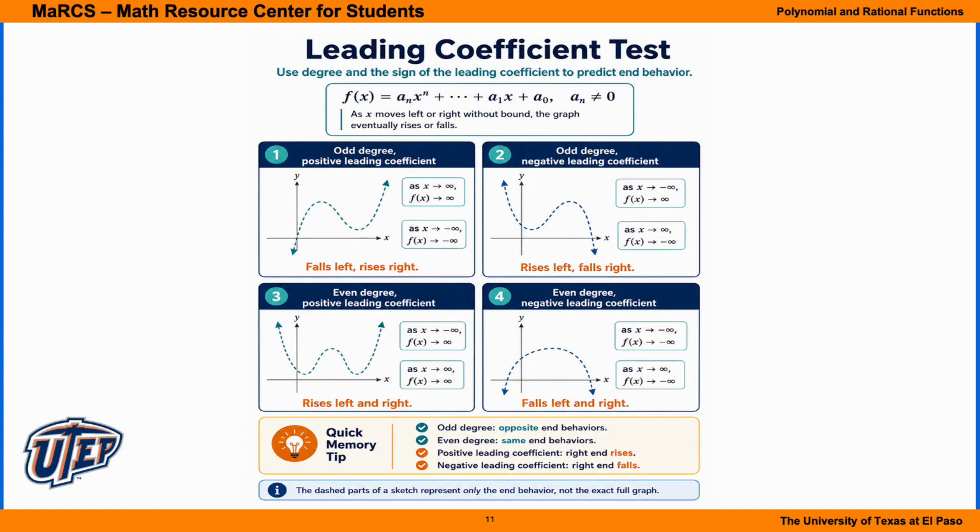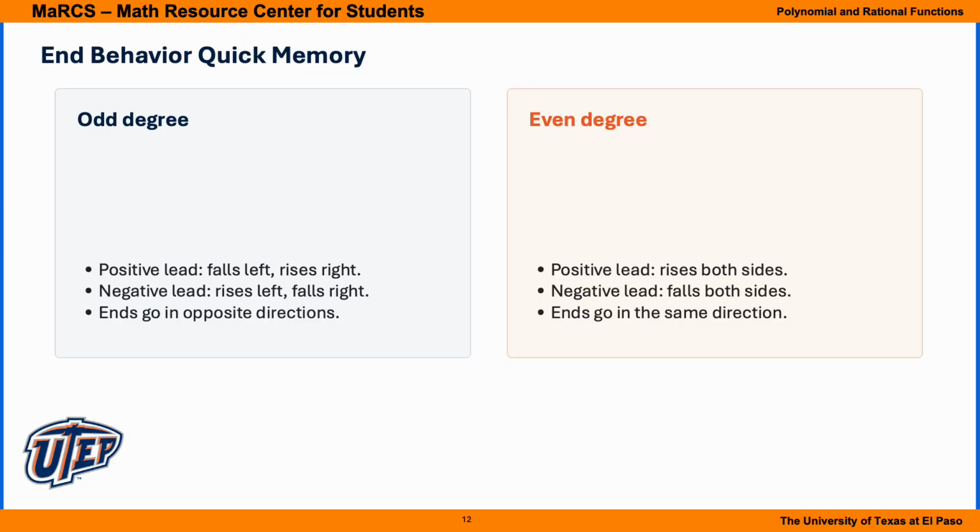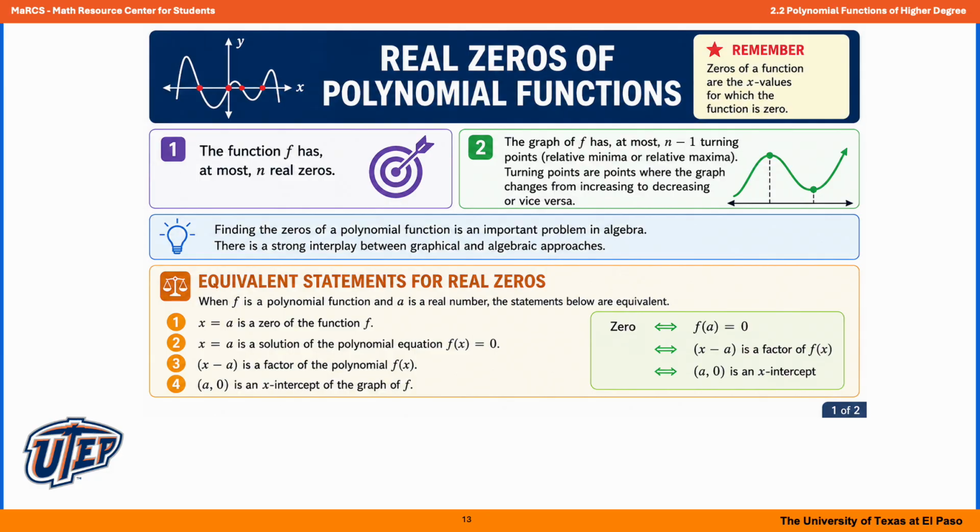These examples of the functions show only a portion of the graph, not the entirety, so this is just to demonstrate how it'll behave at the endpoints that we are looking at. So here's a summary of the previous slide. It is important to remember that when a polynomial has an odd degree, then the ends will have opposite behavior. When a polynomial has an even degree, then the ends will go in the same direction or have the same behavior. Now we'll be going over real zeros of polynomial functions.